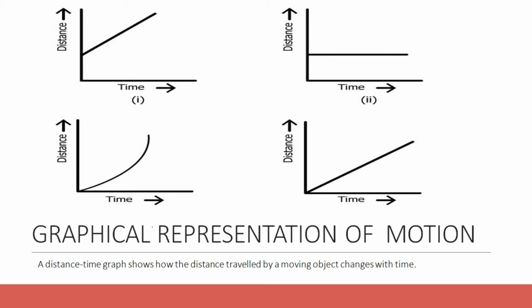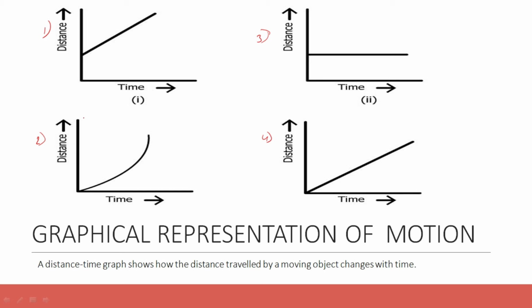Basically, what is the meaning of graphical representation of motion? It is simply that we have to show the distance traveled by any body in some time in graphical form. We have to show the distance covered by a body in time using a graph. So you can see here there are four types of graphs. This is the first one, the second one, the third one, and this one is the fourth one. All of these graphs are showing the distance covered by a moving body in time.